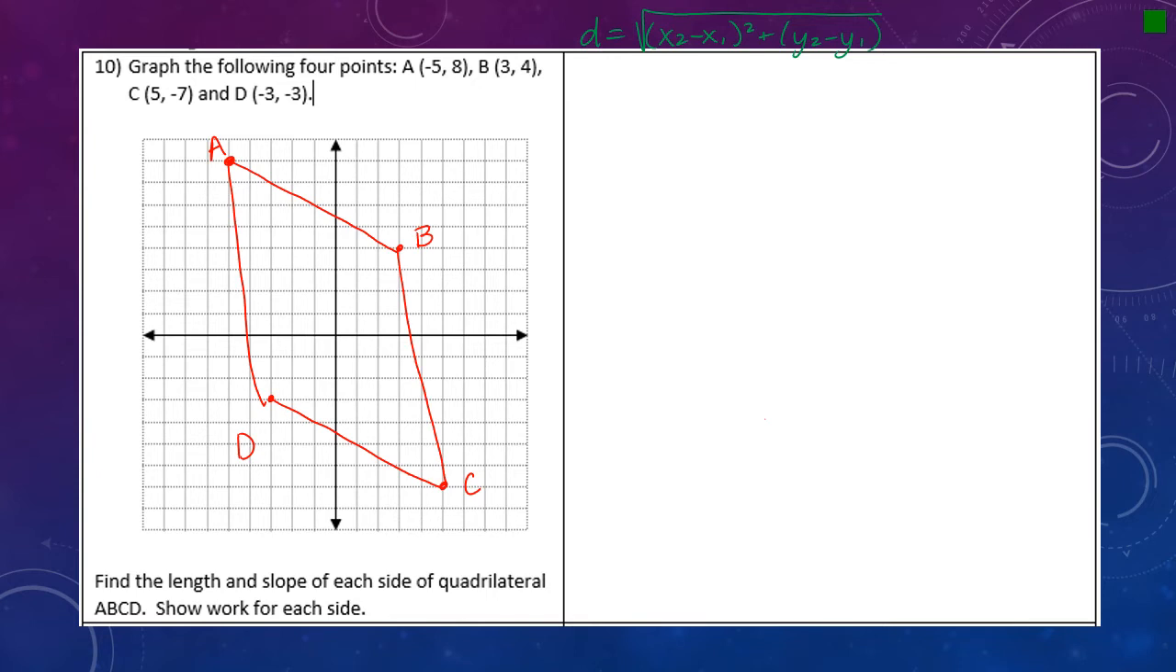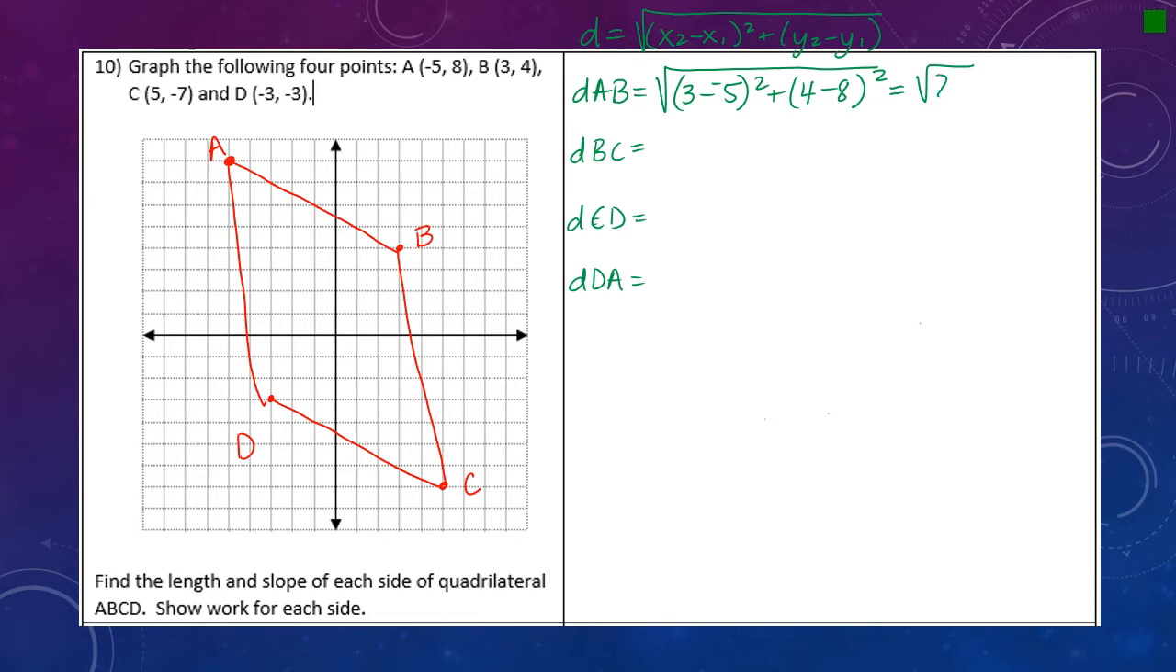Okay, so for number 10 here, we have to do 4 sets. So we're going to do the distance of AB, the distance of BC, CD, and DA. So all 4 of these distances. So for the AB, I'm going to plug in my points. So I would have 3 minus -5 and 4 minus 8. And when you put this all into your calculator, you should get the square root of 80.